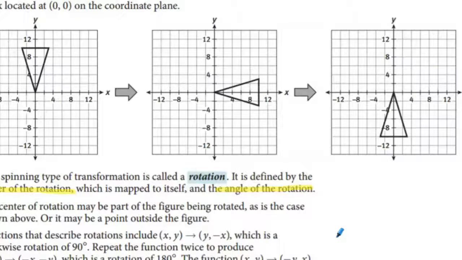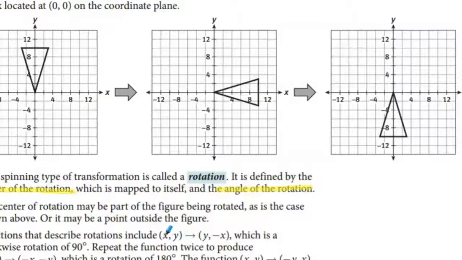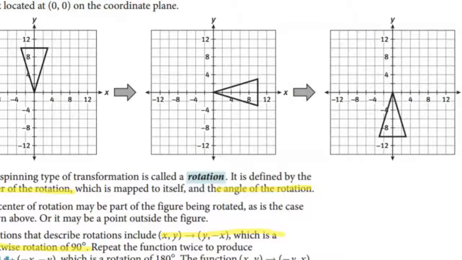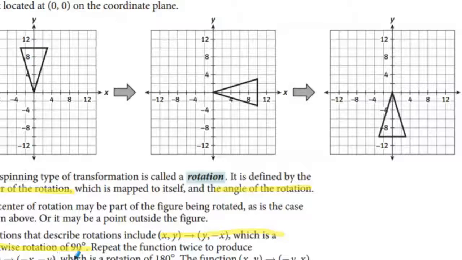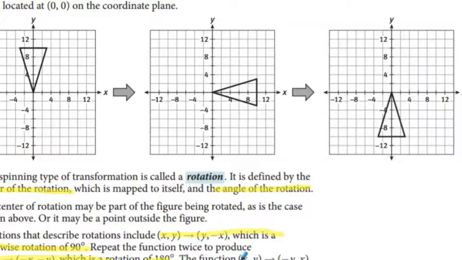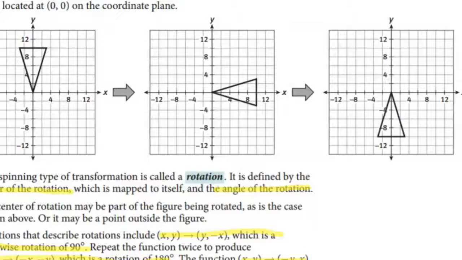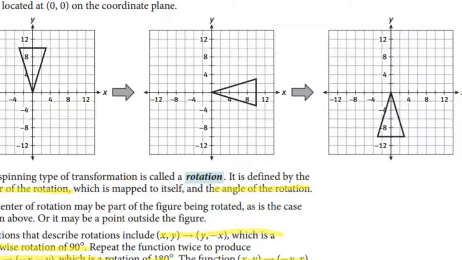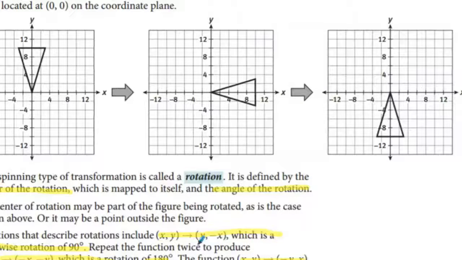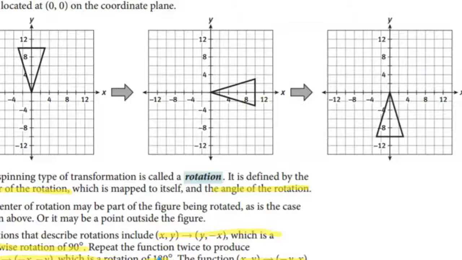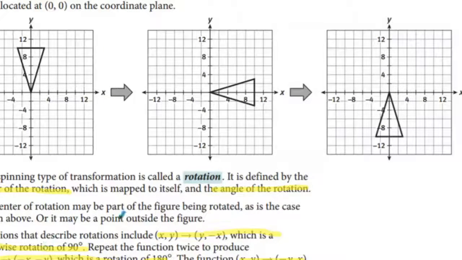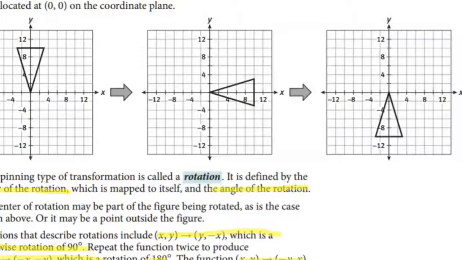Functions that describe rotations include (x, y) becoming (y, negative x), so this is a clockwise rotation of 90 degrees. Repeat the function twice to produce (x, y) becomes (negative x, negative y). This is a rotation of 180 degrees. Last but not least, we've got (x, y) becomes (negative y, x). This is a clockwise rotation of 270, or you can also think of it as 90 degrees counterclockwise. These are some functions we can use to do rotations on the coordinate plane. They are awfully nice. Also, please remember that the center of the rotation and the angle of rotation are the two things we need to know to define it.